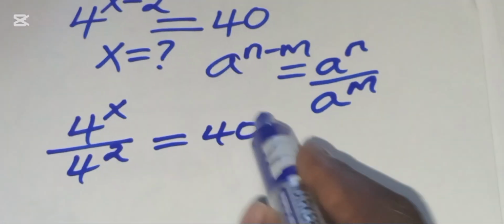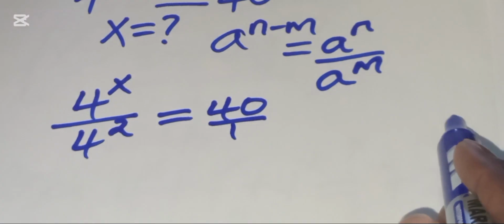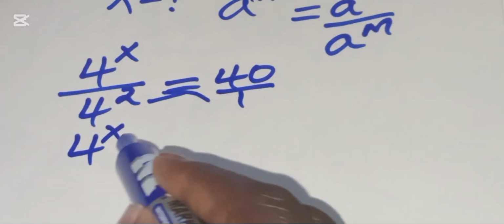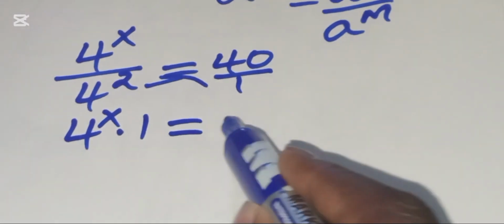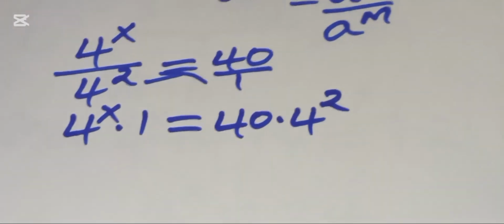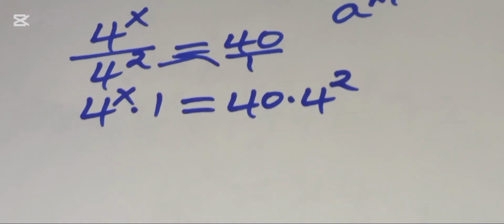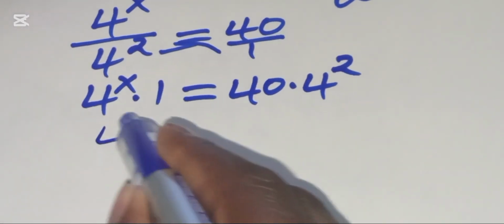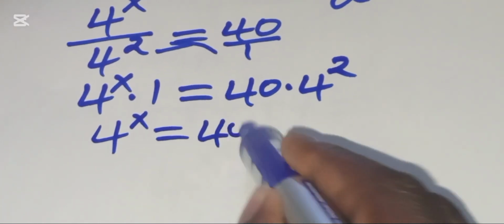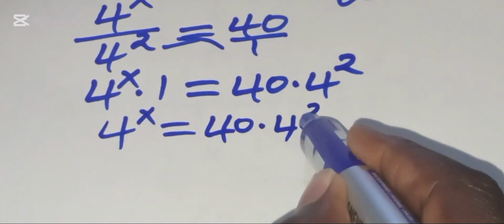Now this 40 is a whole number, so it's over 1. If we cross multiply here, we'll have 4 to the power x multiplied by 1 equal to 40 multiplied by 4 to the power 2. This is the same thing as 4 to the power x equal to 40 multiplied by 4 to the power 2.